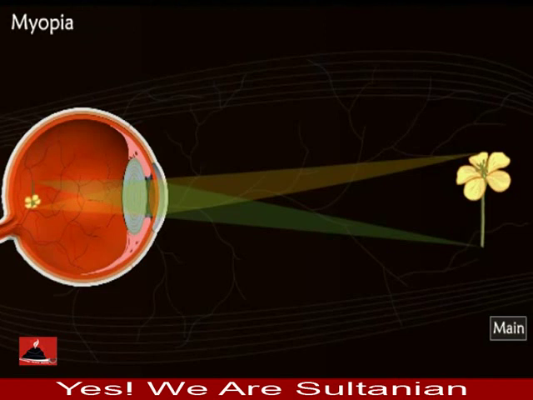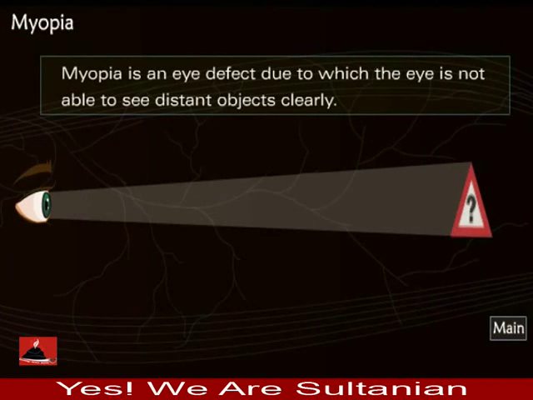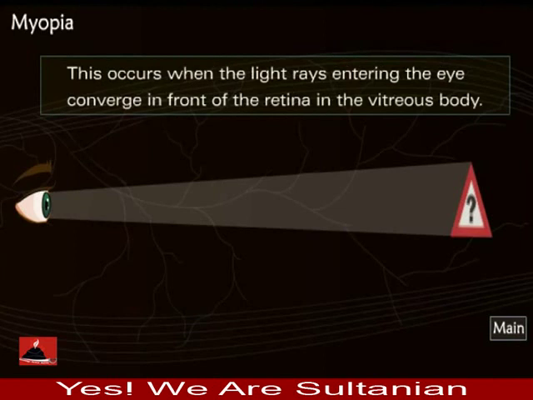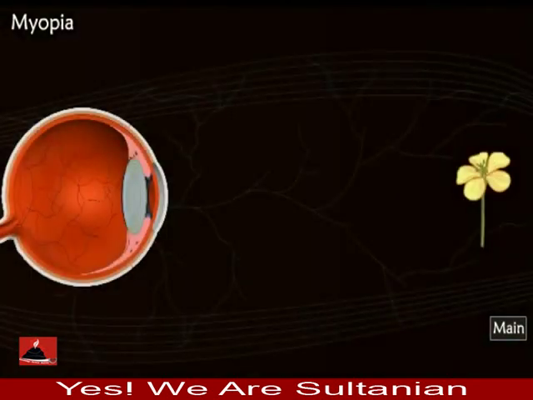Myopia. Myopia is an eye defect due to which the eye is not able to see distant objects clearly. This occurs when the light rays entering the eye converge in front of the retina in the vitreous body. Here you can see the formation of image in a normal eye and in a myopic eye.